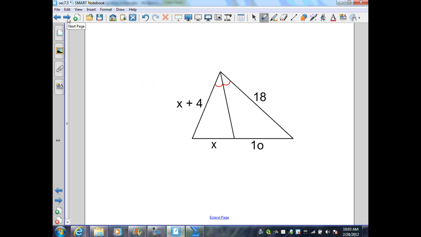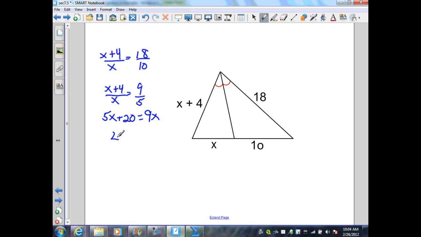Our next example, again, I have an angle bisector, therefore it divides those two segments in proportion to the sides of the triangle. I can go with x plus 4 over x equal to 18 over 10. Again, it's simpler to simplify that fraction, so x plus 4 over x equals, dividing both by 2, I get 9/5. Cross product rule, distribute with the 5, I'm going to get 5x plus 20 equals 9x. Subtract 5x on both sides, I get 20 equal to 4x, or x is equal to 5.